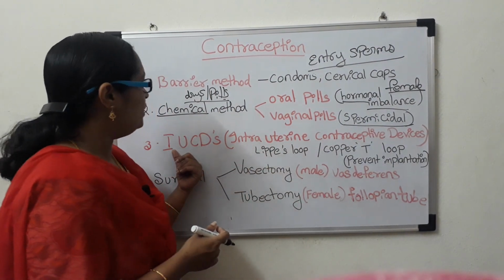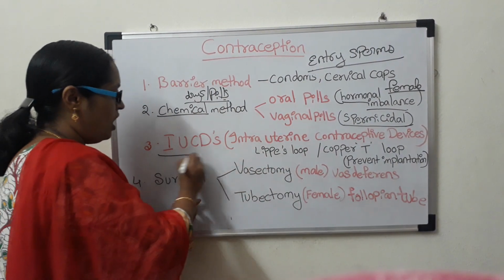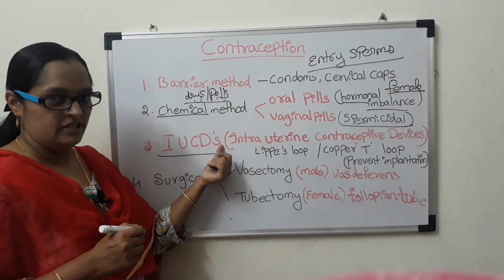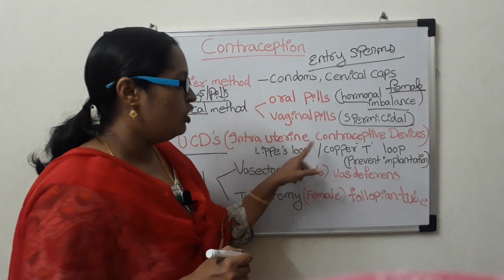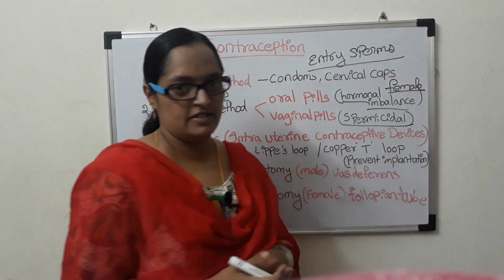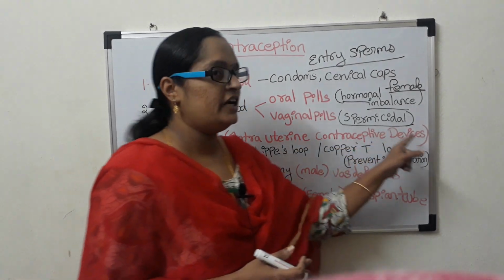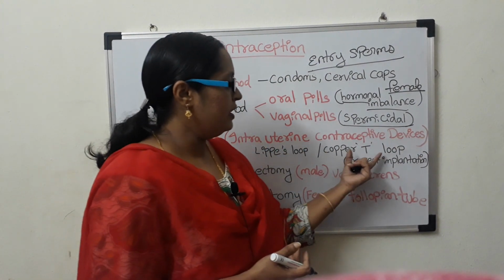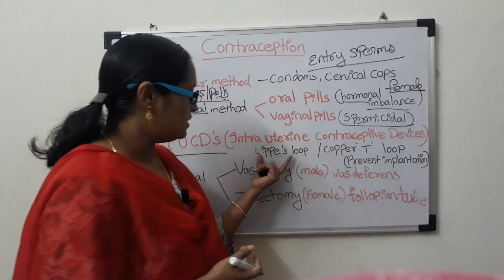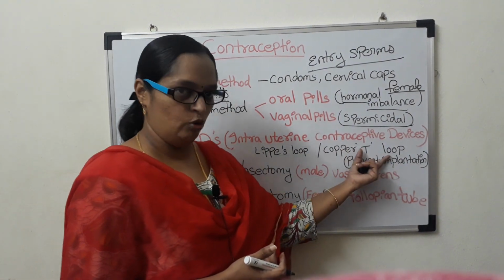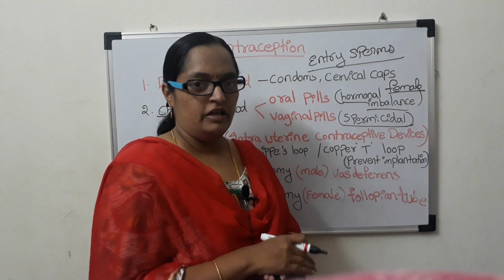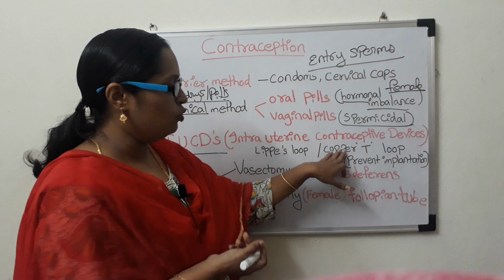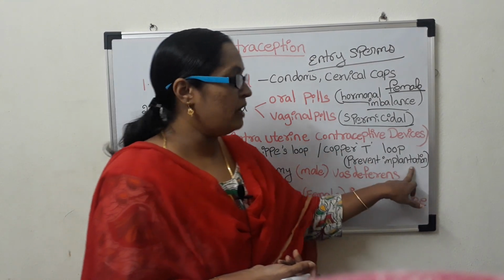Then the third type of method is IUCDs. IUCDs means intrauterine contraceptive devices. These are also physical devices which we use. Those are Lippes loop and copper T loop. They are implanted in the female body, that is in the uterus. These loops prevent implantation.